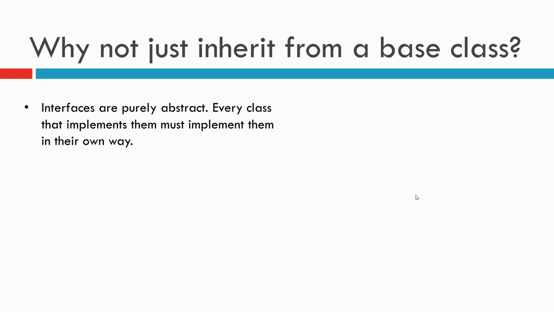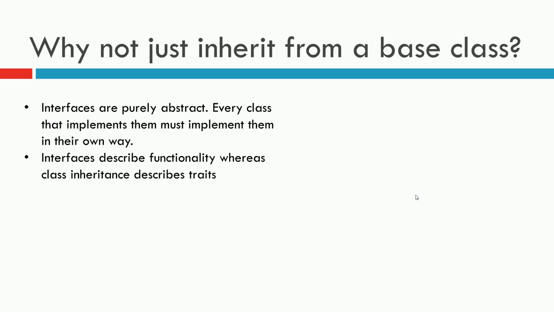Now, interfaces are purely abstract. They have no implementations of anything, although they can contain hints when you get into slightly more advanced interfaces. All methods must be implemented in some way using the same method name and the exact same parameter list as defined in that interface. The major factor, I think, with interfaces versus abstract classes is that interfaces describe functionality rather than traits.